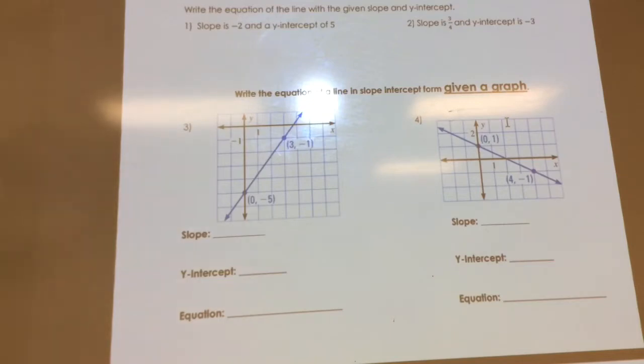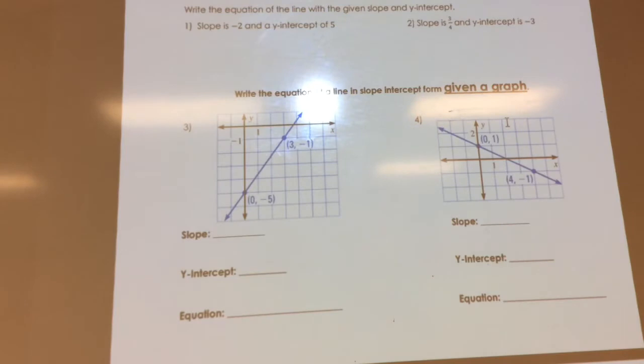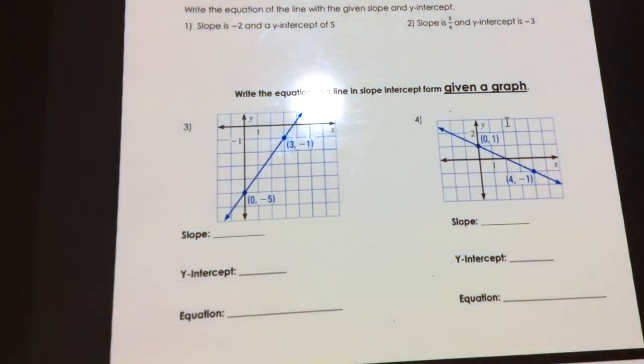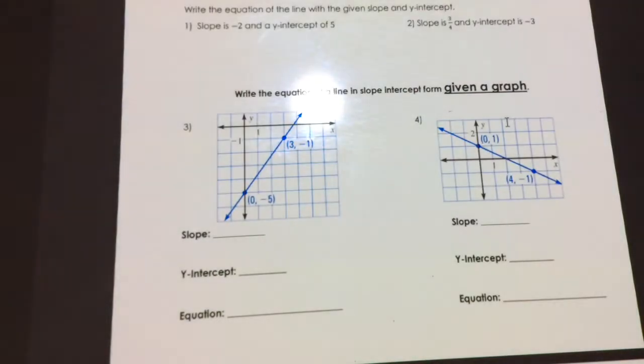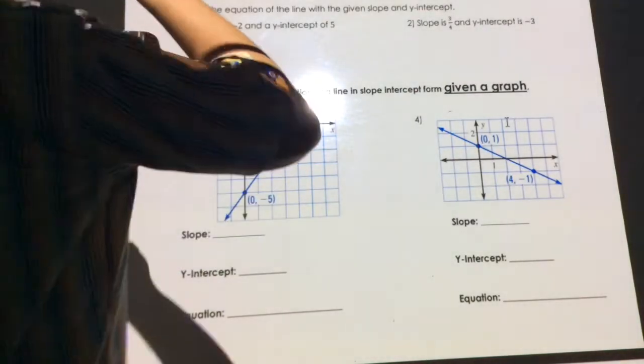So if we were writing this in slope-intercept form, what it would look like, I'm going to turn these lights off just to get a little bit better vision on the recordings. Yeah, cool.